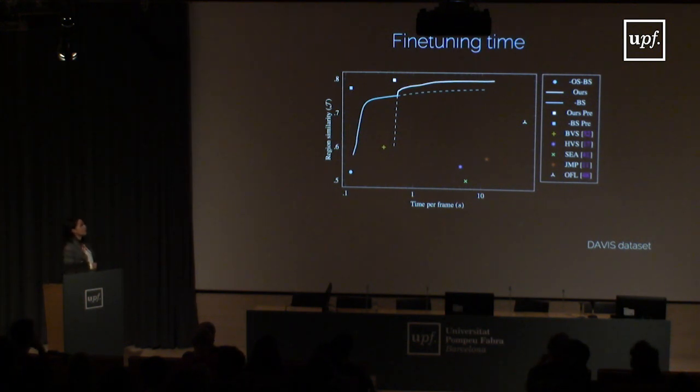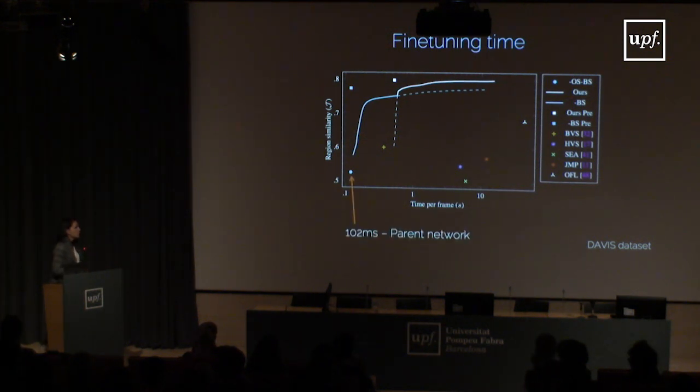So before this method, we had a bunch of state-of-the-art methods, here depicted with all these different colors, that use all kinds of optical flow and complex architectures, and were actually rather slow. So if we look now at the x-axis, we have the time per frame that the methods take to compute a segmentation mask, and the region similarity, which essentially means how good our mask is. So we can see that with our parent network, in just 102 milliseconds, we can get a pretty decent accuracy, comparable to a lot of state-of-the-art methods at the time.